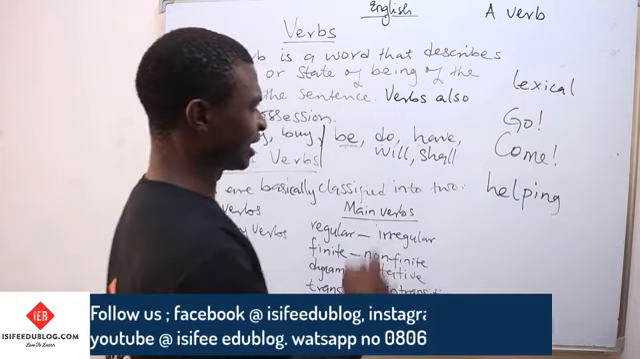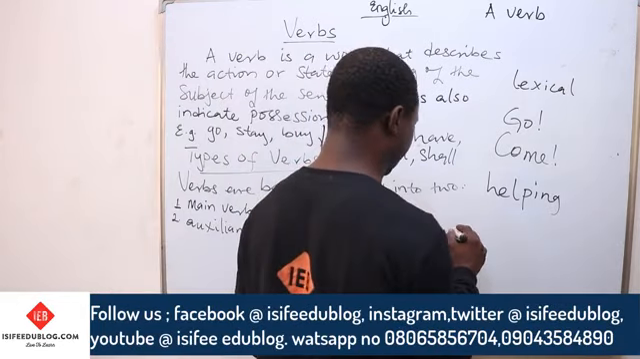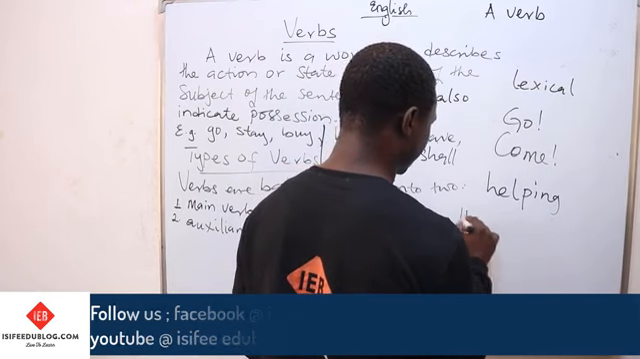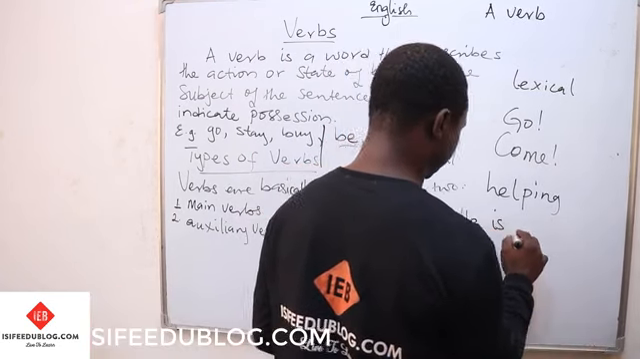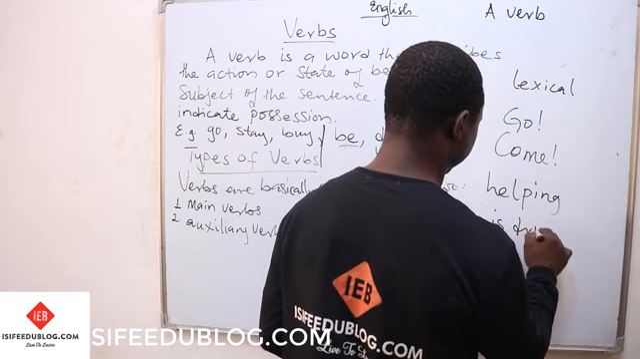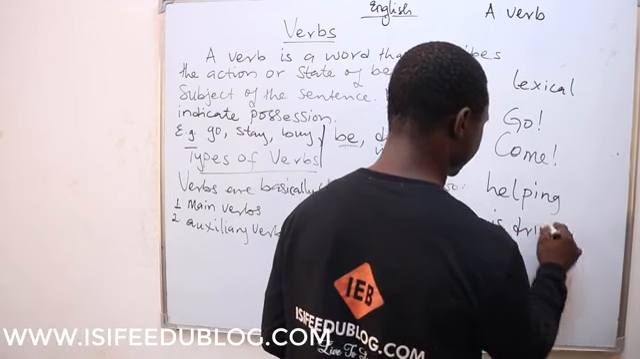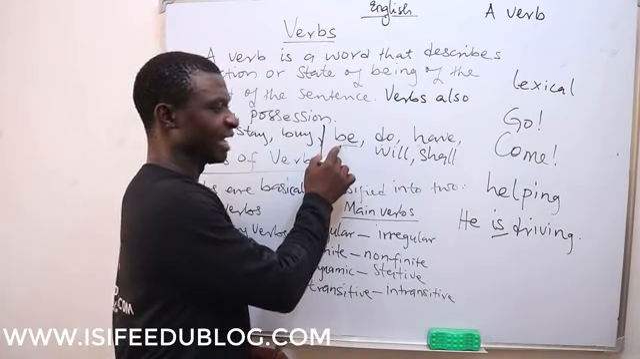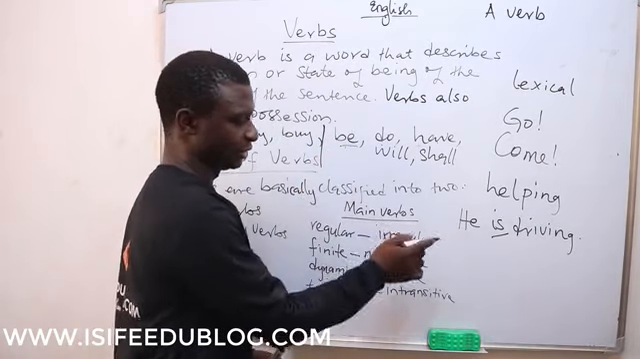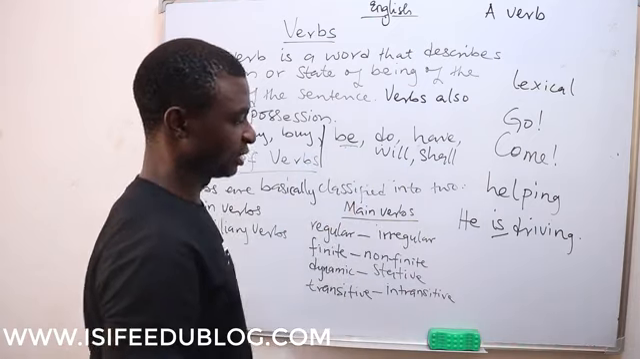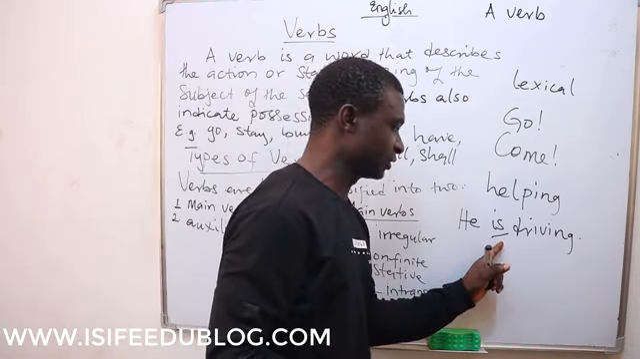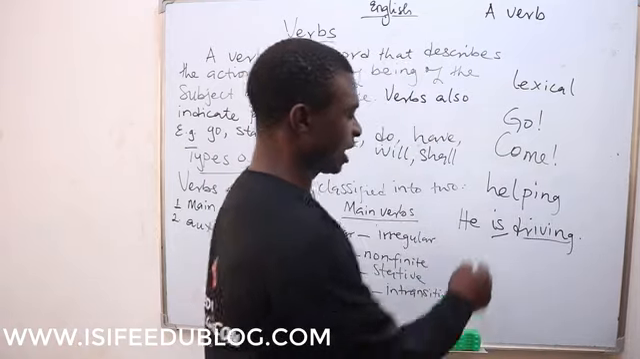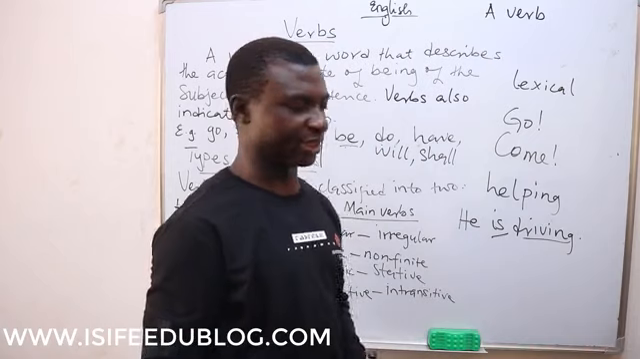I think I gave you an example earlier on, but let's just rewind. If I say, "He is driving," is is a member of the verb be. Now, I have used is along with driving. Driving is the main verb, while is is the auxiliary verb.